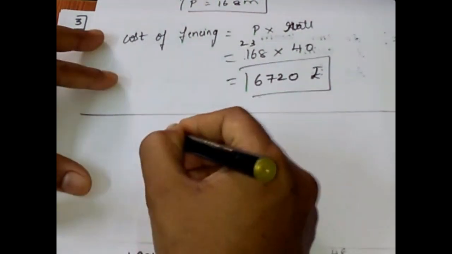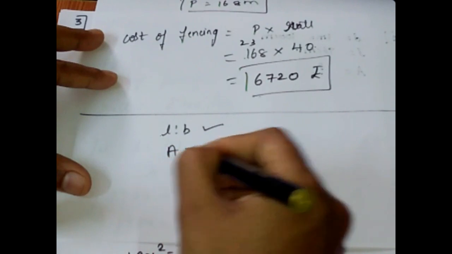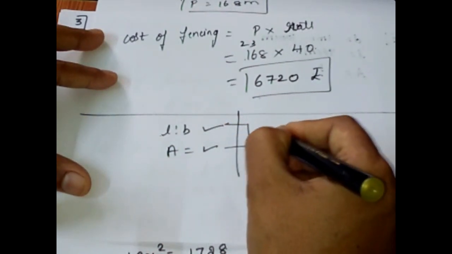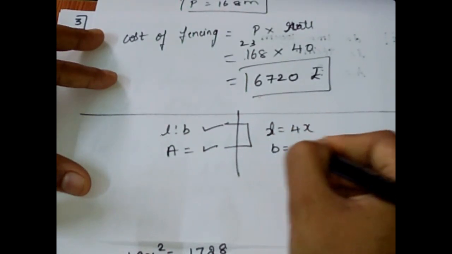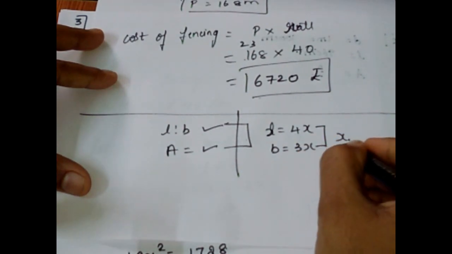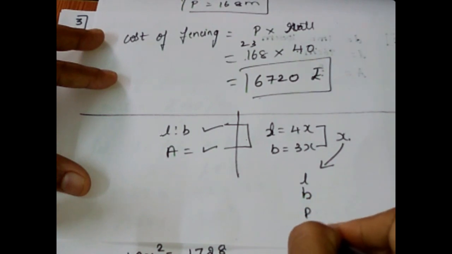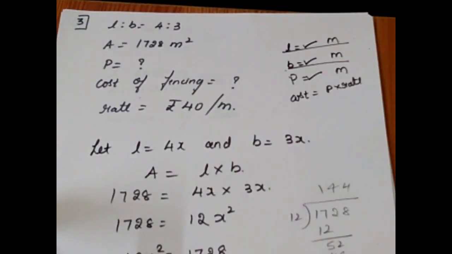Let's revise first. Length and breadth ratio was given. Area was given. So by using length, breadth and area, we started by considering length as 4x and breadth as 3x, and we calculated x. With the help of x, we found length, breadth, perimeter, and then the cost. Okay, this is about question number 3.